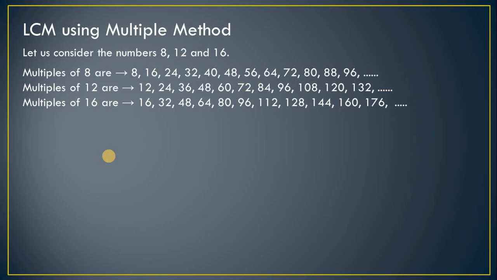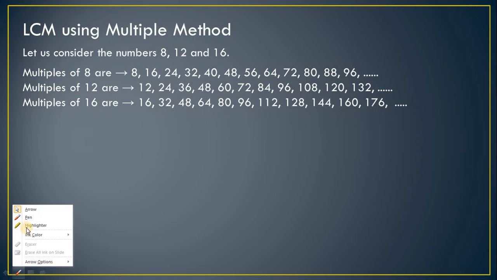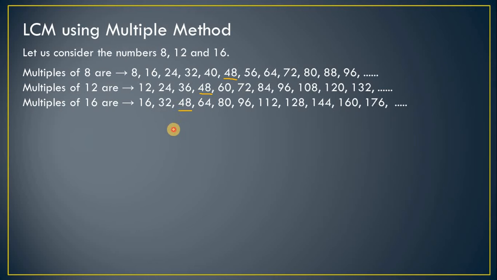So first you have to write 8, then 12 and then 16. Once it is written, you have to pick the common number. Which number is common here? Here I am finding 48 is present here, it is present here, it is present here. So ultimately its LCM is 48 because it is the smallest number. Before that, no number is common in all these three tables. So 48 is the common, so LCM is 48.